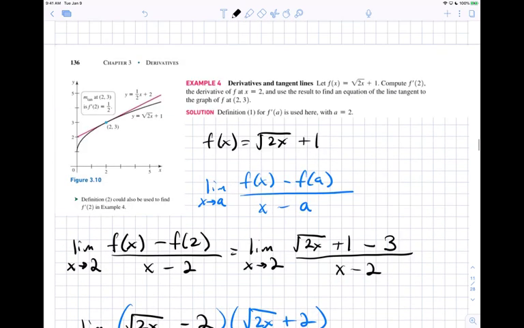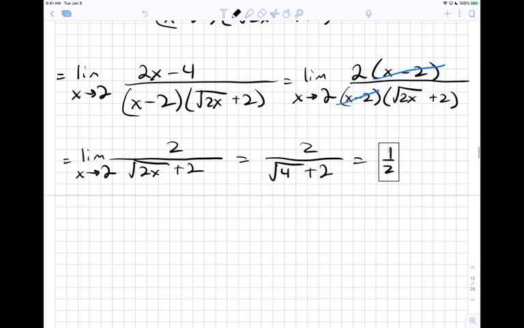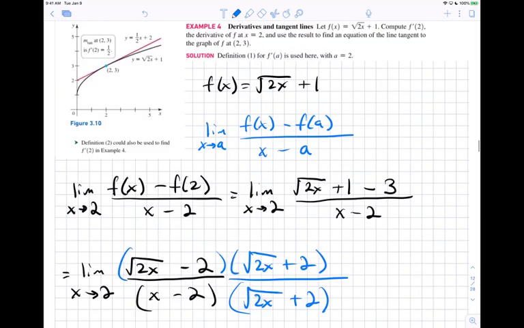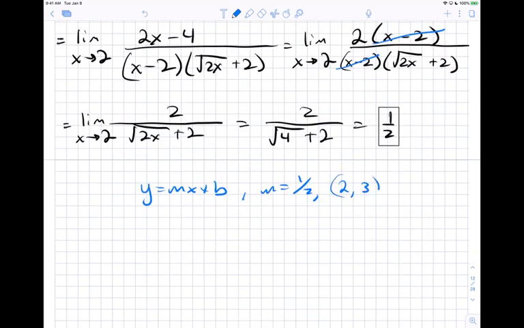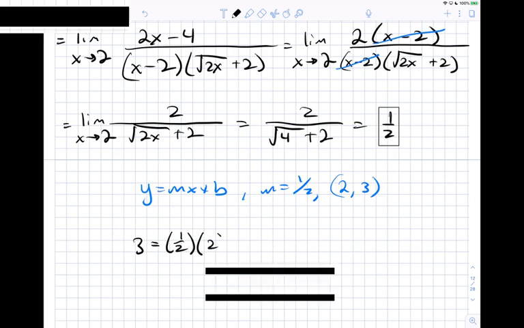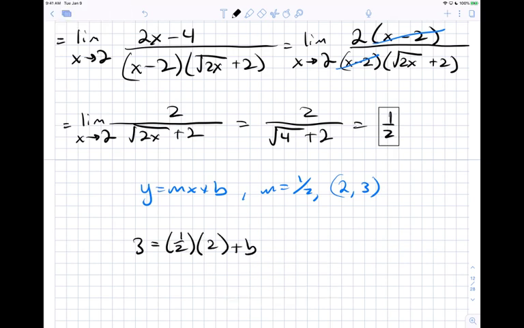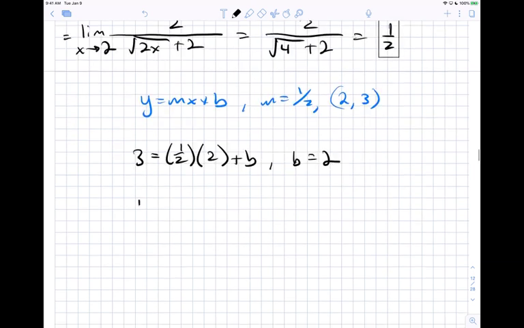And use the result to find an equation of the tangent line. So that's the slope. When we want the equation of the tangent line, we're going to use y equals mx plus b. In this case, our m is a half, and we want to go through the ordered pair 2, 3. So that means we're going to have 3 equals 1/2 times 2 plus b. That's a 1, so then b equals 2.